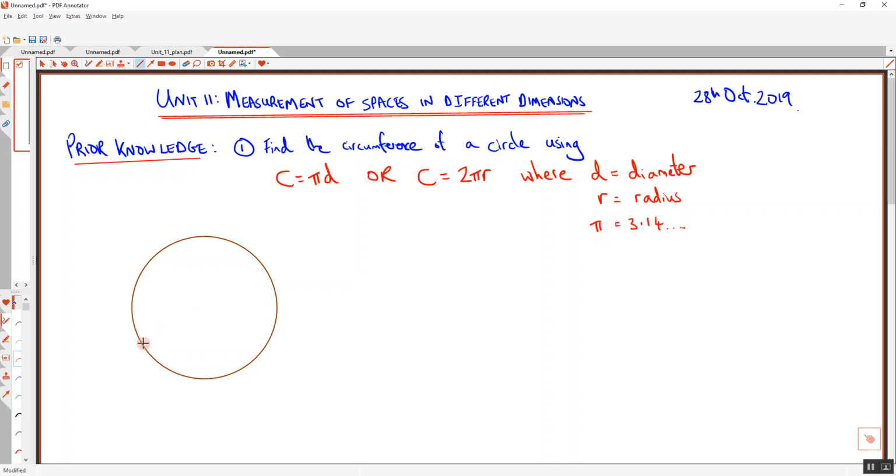Okay, so there's a circle. You can tell me what the diameter of a circle is. It's double the radius. It's the full distance, the full length across the circle, from one side opposite to the other, going through the center point. Yeah, okay.